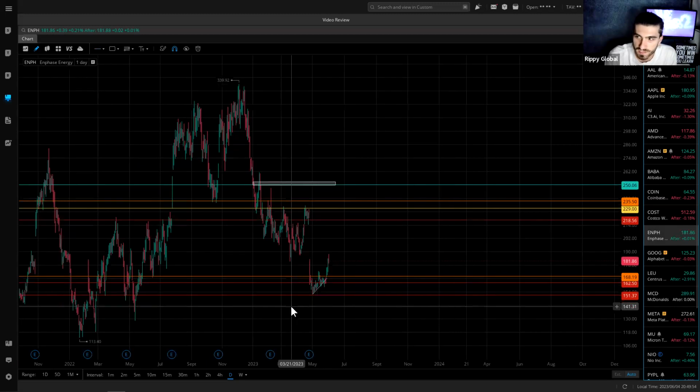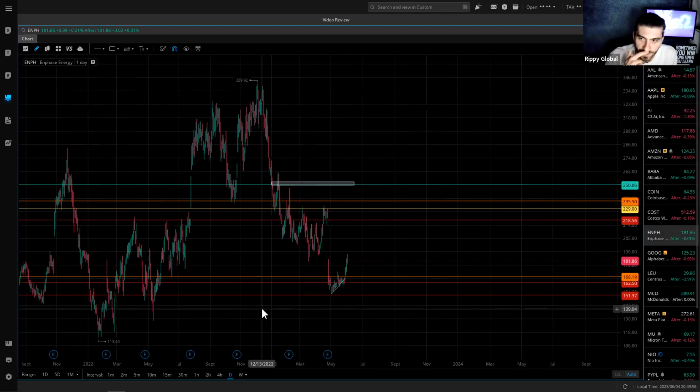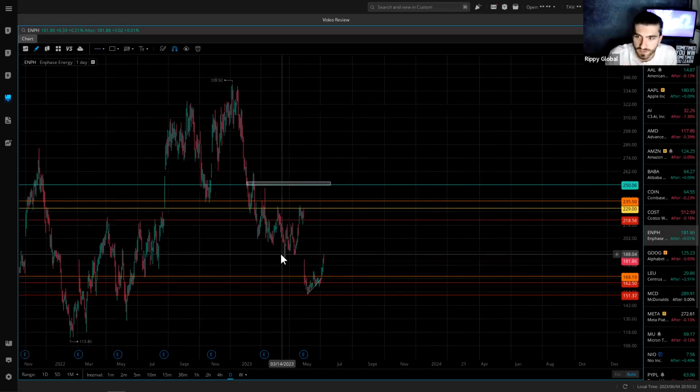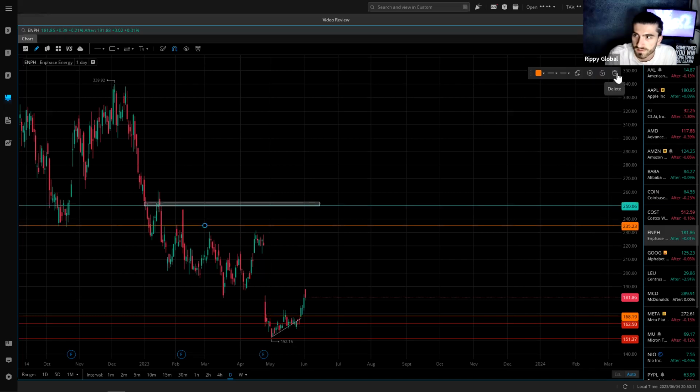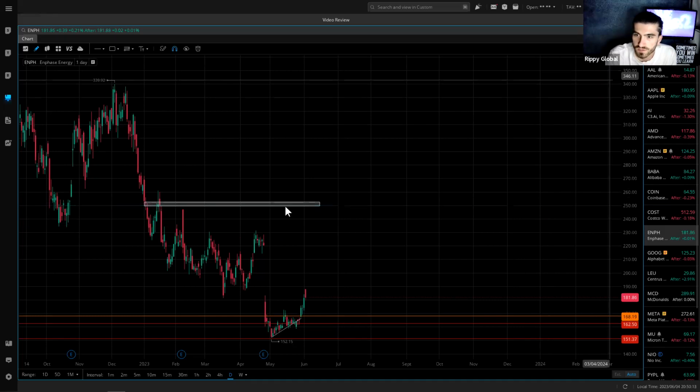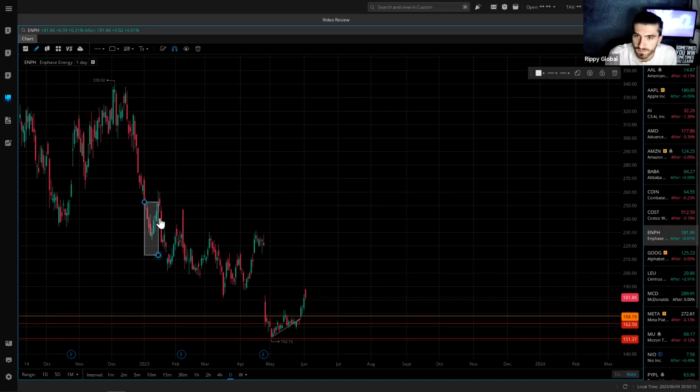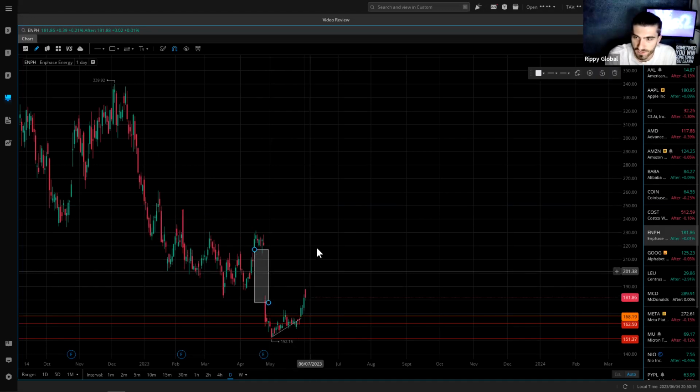So now I'm switching over to ENPH. For those of you that may not know, this is in the energy sector, which is XLE. When looking at ENPH, we had this massive gap down. There's a lot of levels here. Let me delete some of these. So when looking at ENPH, we had this massive gap down right here. So this is basically the gap fill that we have pushing to the upside.